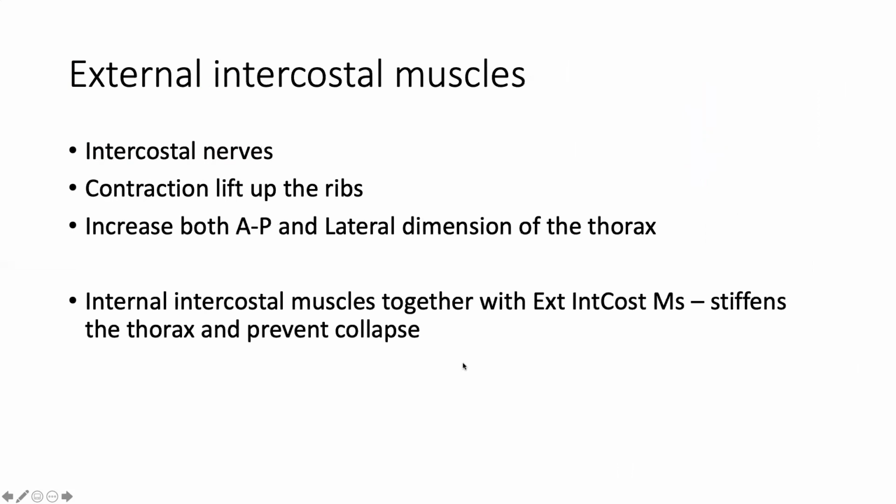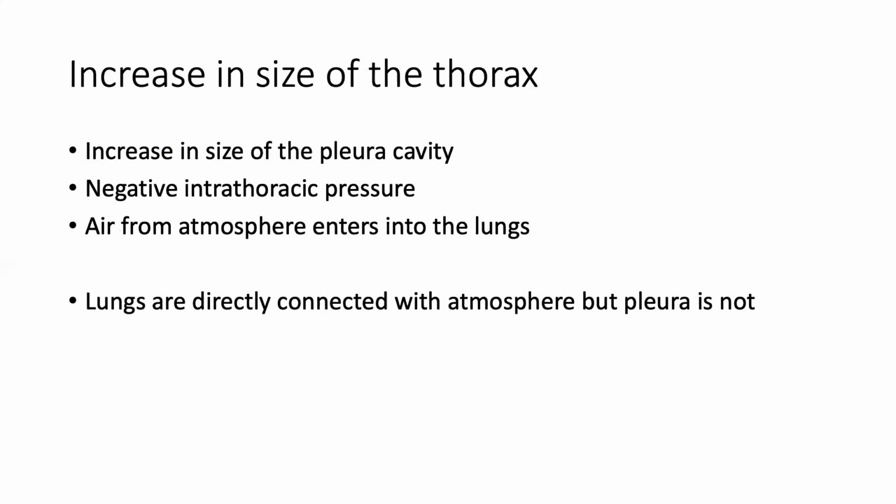We know that. And the external intercostal muscles are supplied by the intercostal nerve. The contraction lifts up the ribs, you know that already. It increases the anterior-posterior and lateral diameter of the thorax. Internal intercostal muscles, together with the external intercostal and innermost intercostal muscles, stiffen the thoracic wall and prevent the collapse of the thoracic wall. So the external intercostal muscles contract to move the ribs up and forward, increasing the size of the thoracic cage and creating negative intrathoracic pressure.